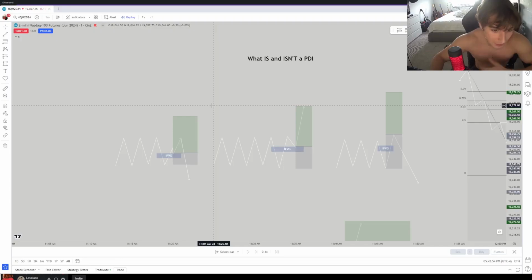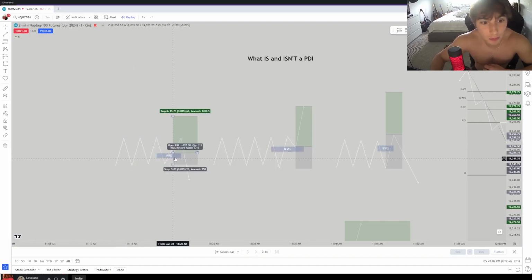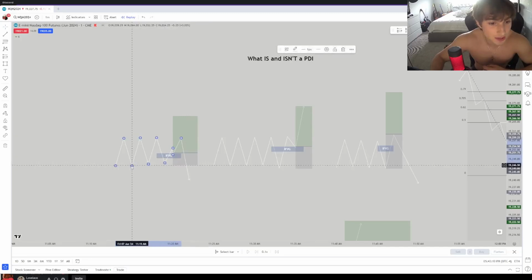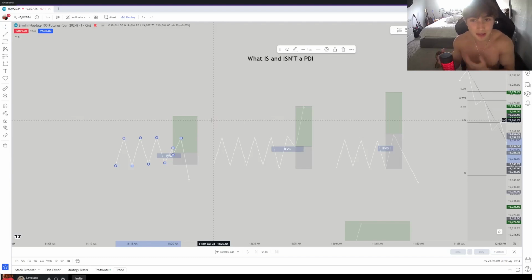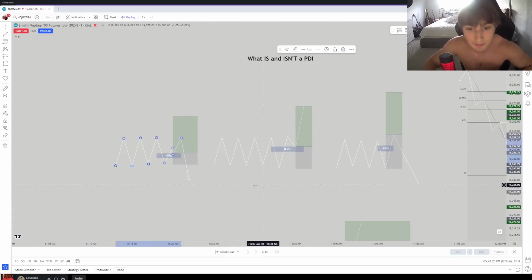So this is a very common occurrence I see people thinking is a PDI. It's while you're still in the chop, an inverse fair value gap will form within the chop, and you think that that's the PDI. No, your best bet, especially if no sell side has been taken, if you're just chopping and you get an inversion of a fair value gap, that is not your PDI. So don't think that that is your PDI, because you're probably going to just get chopped out, and you're still in the accumulation phase. Wait for a breakout in either direction. So this is not a valid PDI.